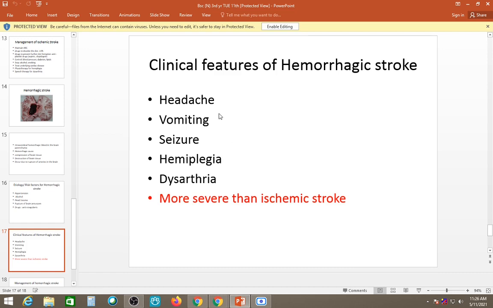There is headache because of the increased pressure in the brain. There is vomiting. The patient can have a seizure. They can have, again, hemiplegia or paralysis of one side of the body and dysarthria or slurring of speech. And hemorrhagic stroke is very, very severe, leading to death also. So these are the features of hemorrhagic stroke.